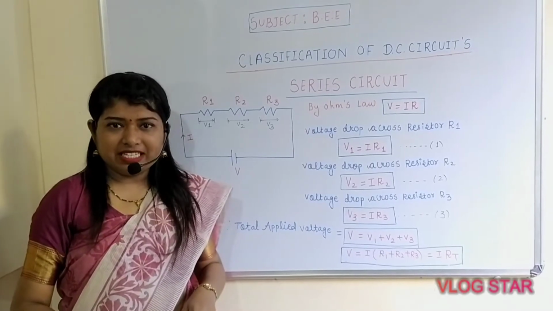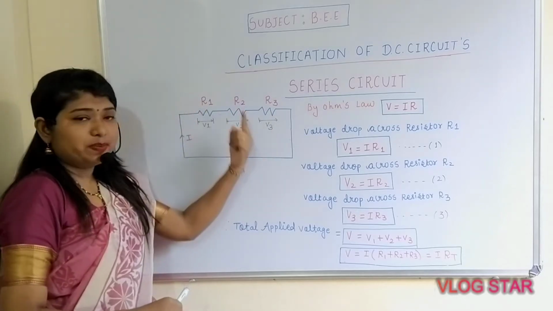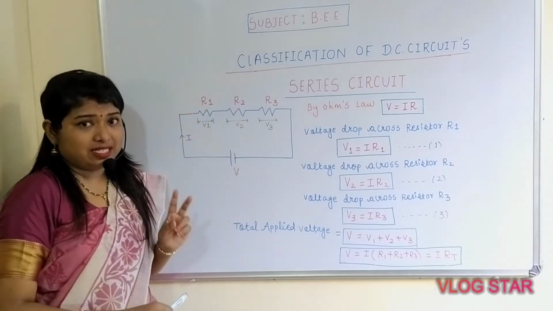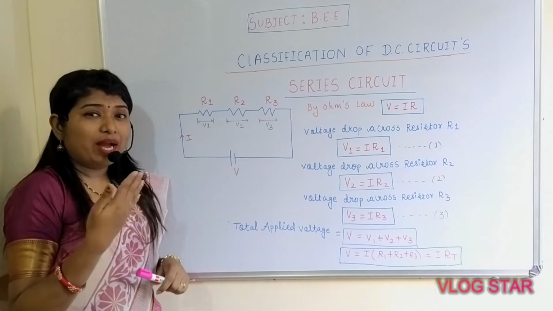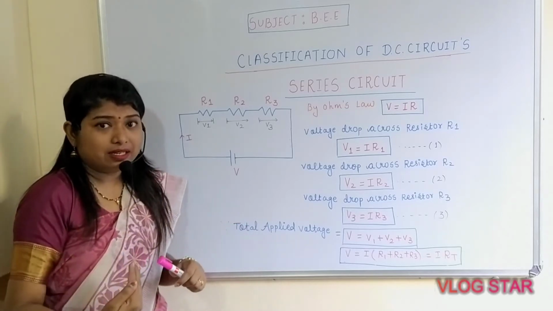To understand the concept of series circuit, let's consider one example. As you can observe in this particular circuit, there are three resistances. So how are we going to identify whether the given circuit is a series circuit or a parallel circuit?